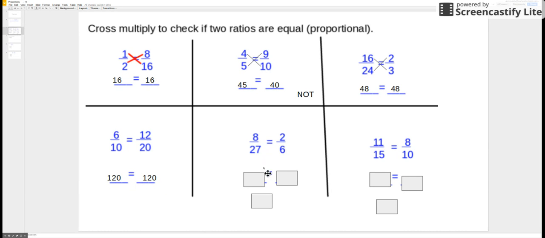Let's look here. We have 27 times 2, which is 54, and 8 times 6, which is 48. So those two are not proportional because they're not equal. Let's look over here. We have 11 times 10, and we have 15 times 8. 15 times 8 is 120, and 11 times 10 is 110. So these two are not proportional because the numbers don't match up here.